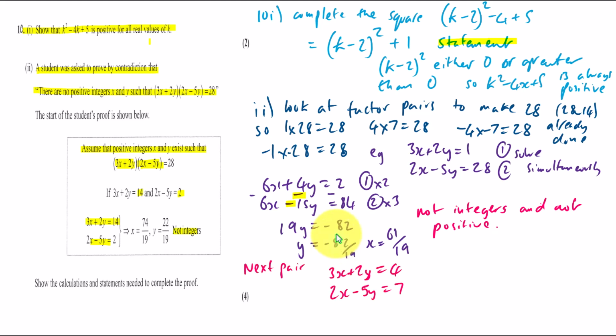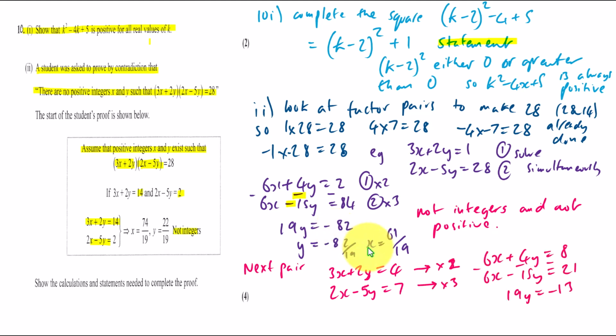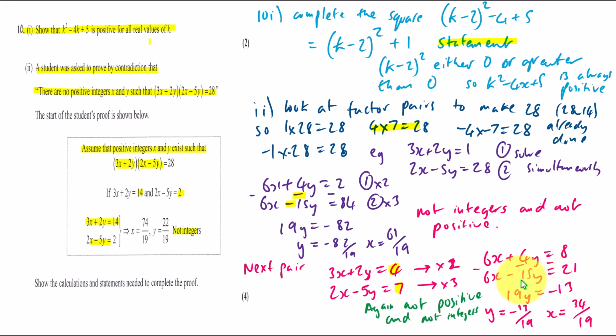You need to do all the 4 remaining pairs. So we've selected here 4 and 7 to see if it makes 28. You can see here, just rearrange so that we can cancel out a coefficient of x here. We get to 19y equals minus 13. So y equals minus 13 over 19. Sub that into any one of our formulas above, here or here. We get x equals 34 over 19. Again, not positive and not integers. So we've got 3 out of 4 there pretty much.